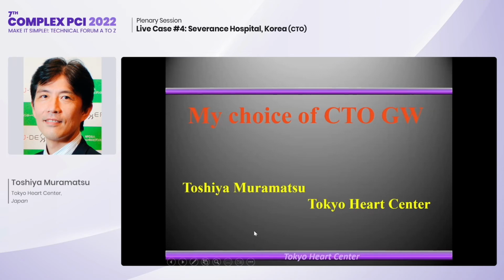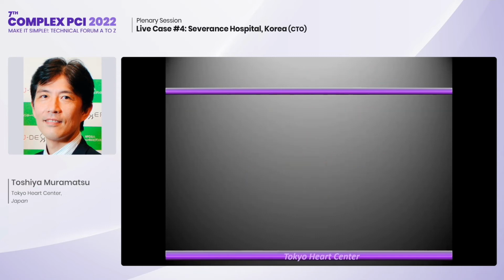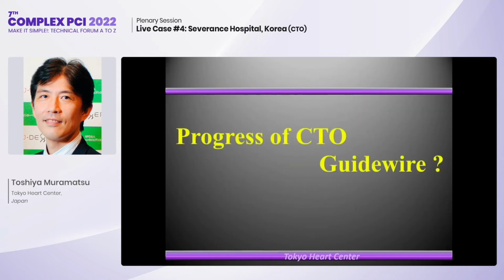Today I will talk about my choice of CTO guide wire. For the approach to CTO, the first important issue is the analysis and reading of CTO anatomy, the second is the progress of CTO guide wires, from the polymer jacket to new innovative guide wires, and the third is the parallel wire technique. Progress of the CTO guide wire.